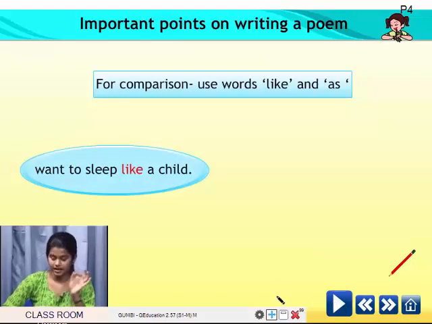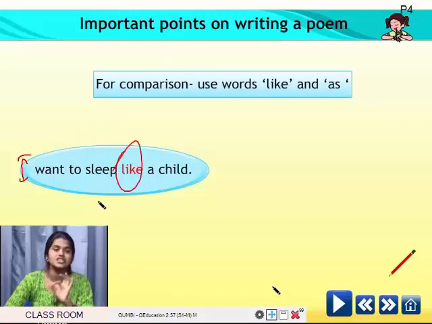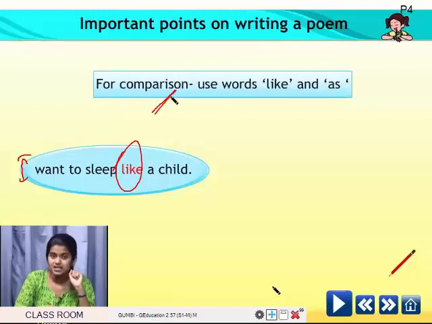For example, I want to sleep like a child. So here you are comparing your sleep to a child's sleep. You are not small children anymore. You are all in 6th standard now. But when you sleep, you would like to sleep like a small baby. How do small babies sleep, children? They have a sound sleep. They don't get disturbed at all. So I want to sleep like a child means I want to have a peaceful sleep. So here you are using the word like to compare.